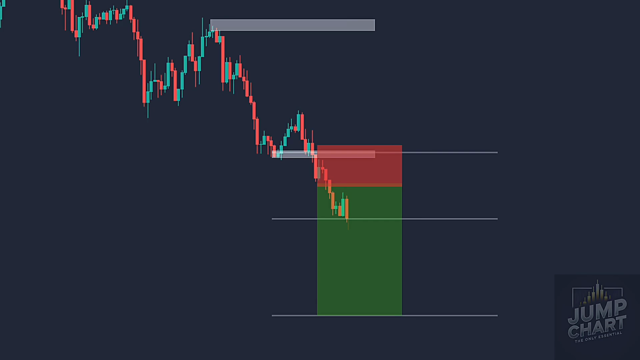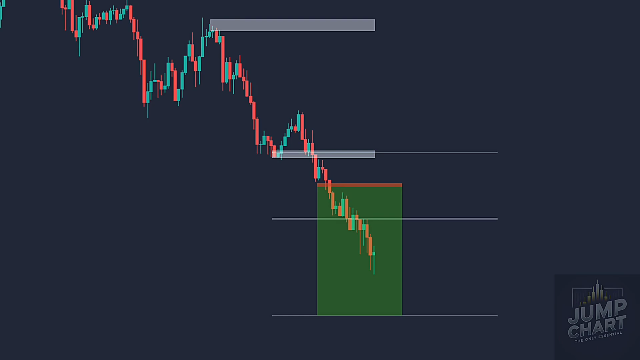Price drops directly into the zone and quickly hits our first target level. At this point, we follow through on our risk management plan by scaling out of 50% of the position. This means we close half of the trade and secure partial profits, reducing our exposure. Immediately after, we adjust our stop loss to break even, the original entry price, so that if the market reverses, the rest of the position exits at zero loss.